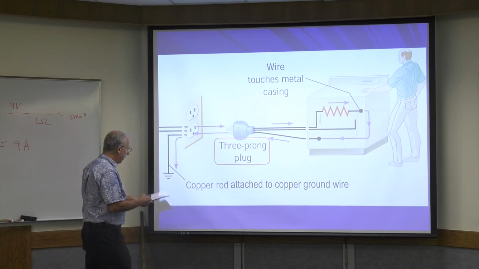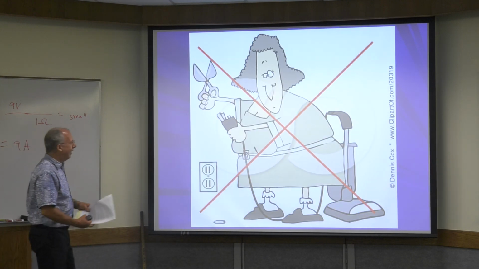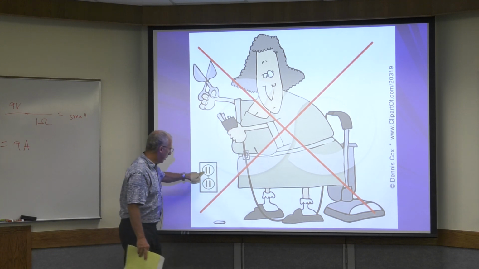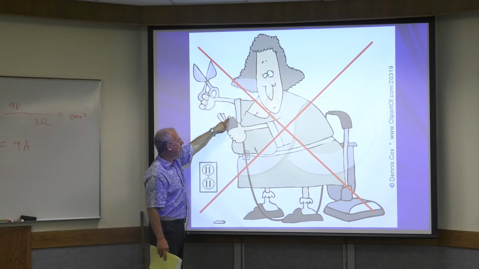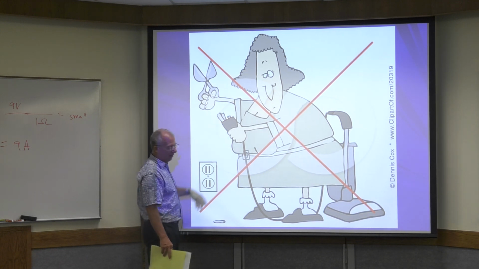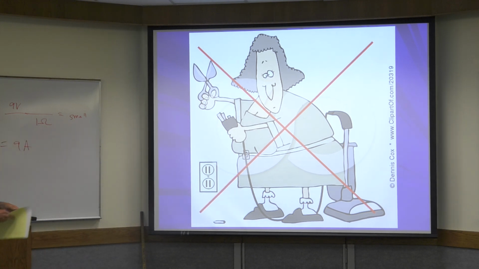Okay, great. So you don't want to do this. Let's say you have a 3-prong plug and you only have a 2-prong outlet. You don't want to take a hacksaw and chop off the grounding prong because it's just not safe. So don't do that, all right?